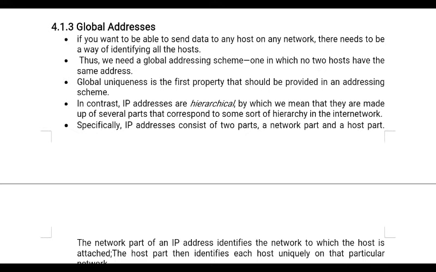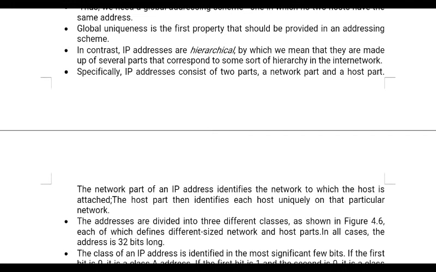The network part of an IP address identifies the network to which the host is attached. Is it clear? The network part is used to identify the network to which the host is attached, and the host portion is used to identify each host uniquely on that particular network. In this way the 32-bit IP address is divided into two parts: a network portion and a host portion.